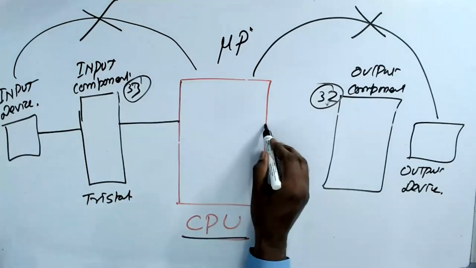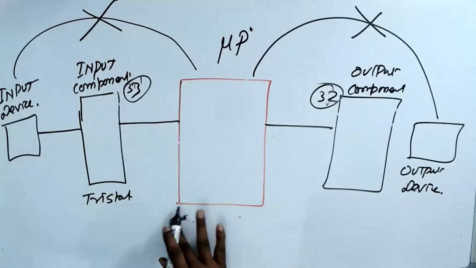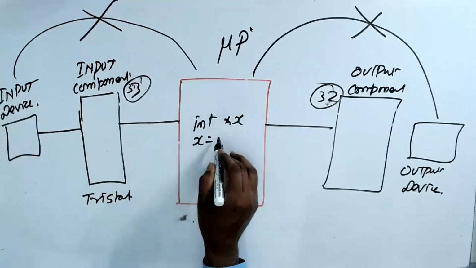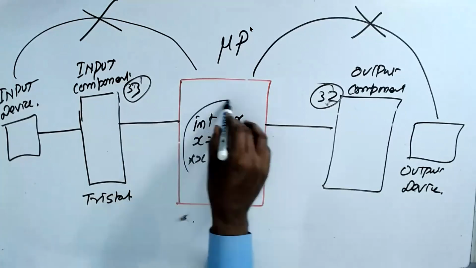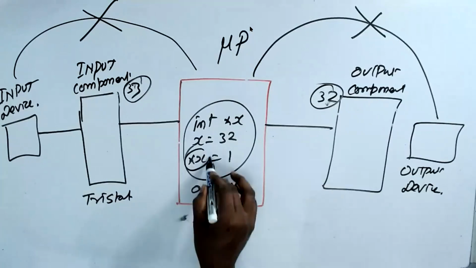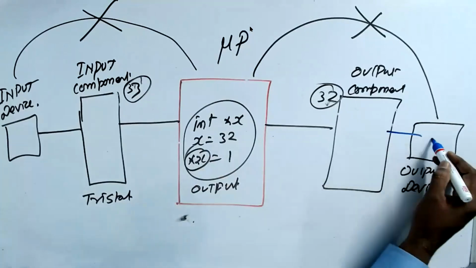How do you control this? By writing a small program. You write a program: int *x; x is equal to 32; *x is equal to 1. This is output, because the pointer is on the left side. So you are outputting to the device here.